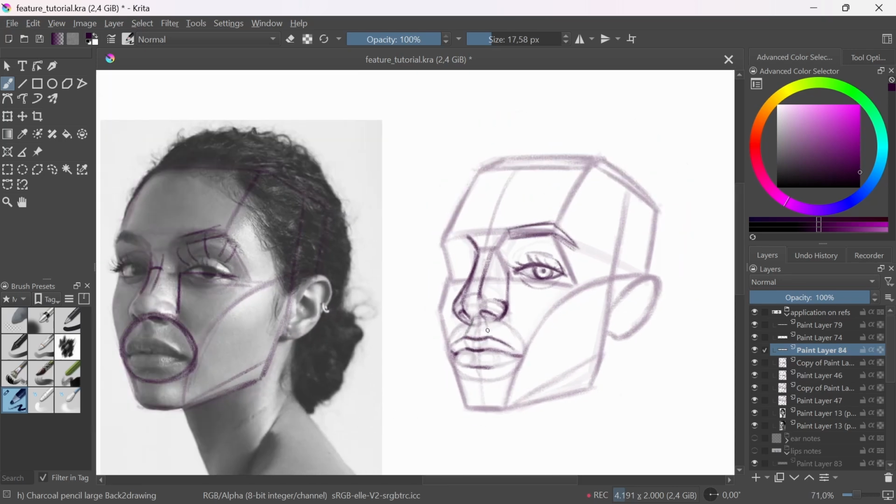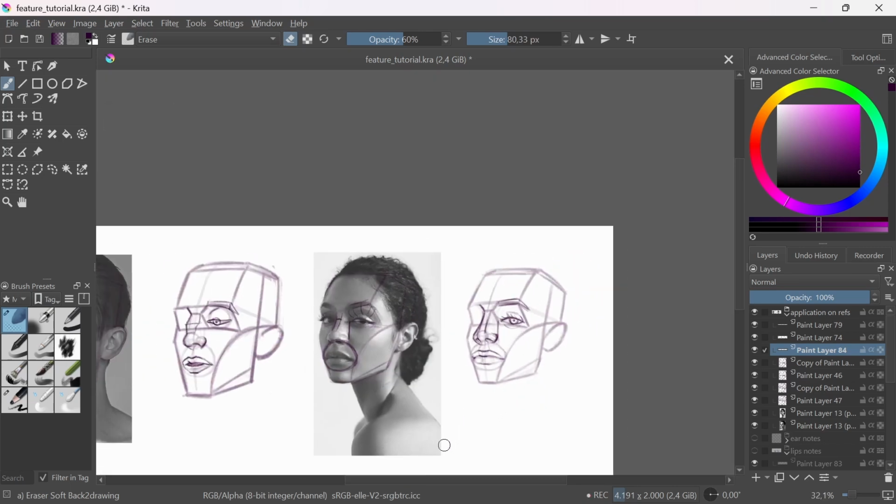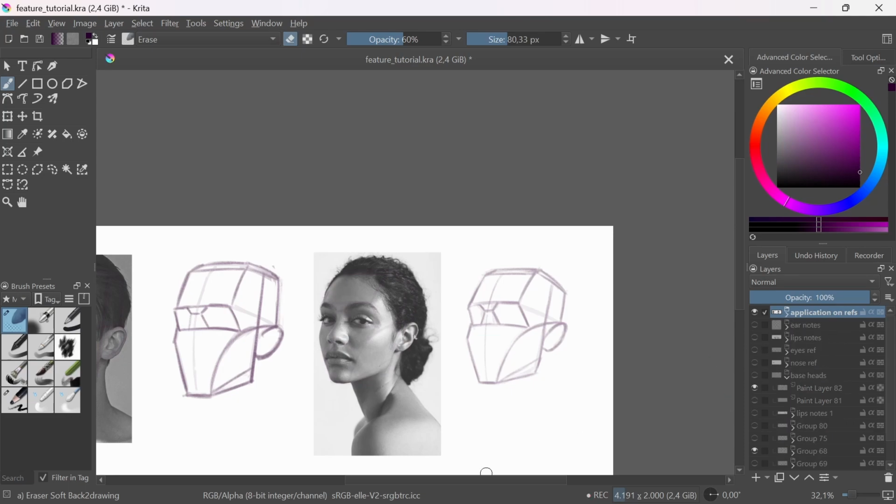So these are again the different planes. I'm gonna not draw them, but just an indication on what's happening here, right? And that's it on the lips. Let's go now and look at the final one, which is the ears.